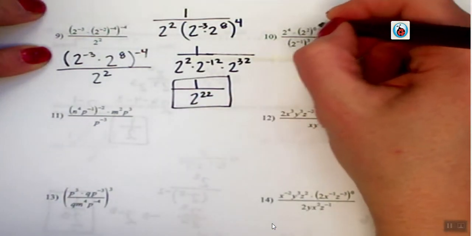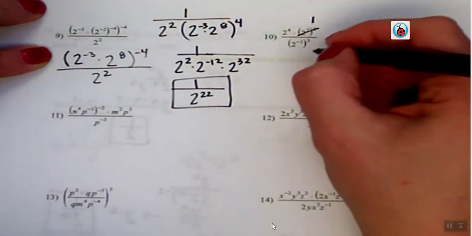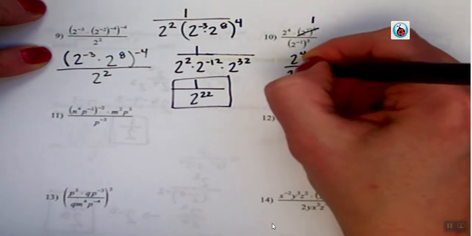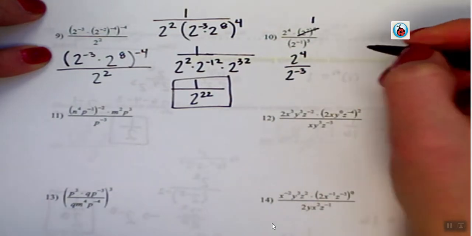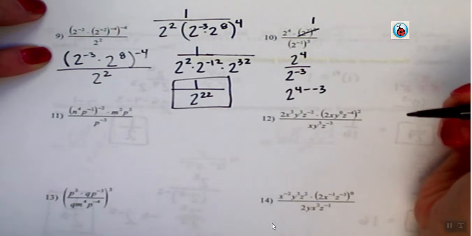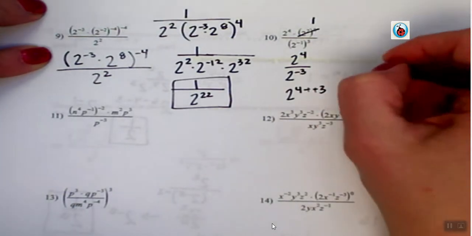Okay, anything to a 0 power is 1. Okay, we have 2 to the 4th, 2 to the negative 3. Subtract. Minus minus 3 turns into plus, 2 to the 7th.